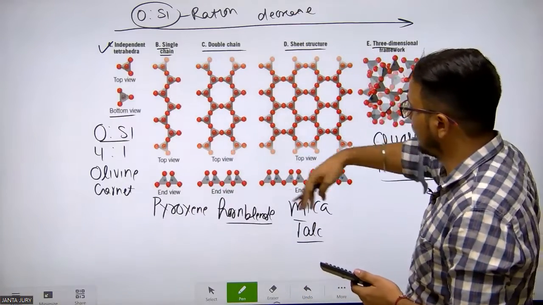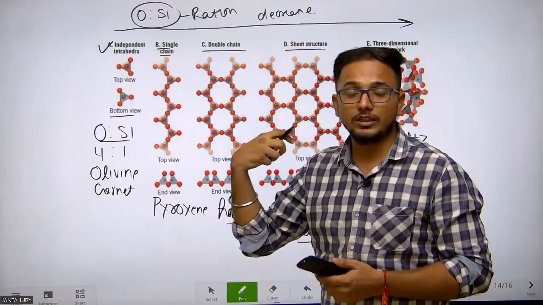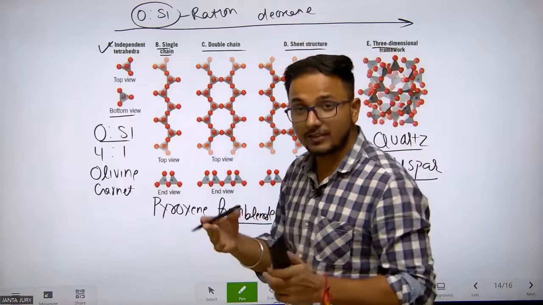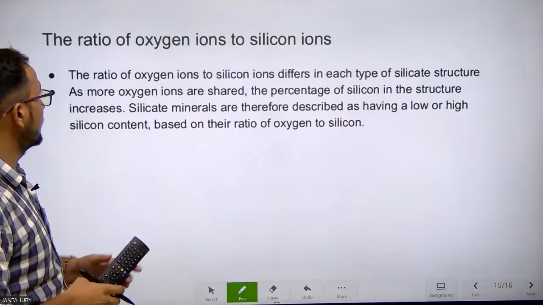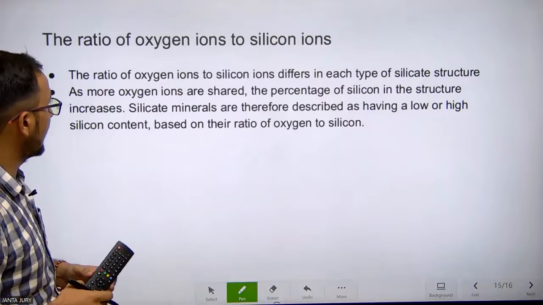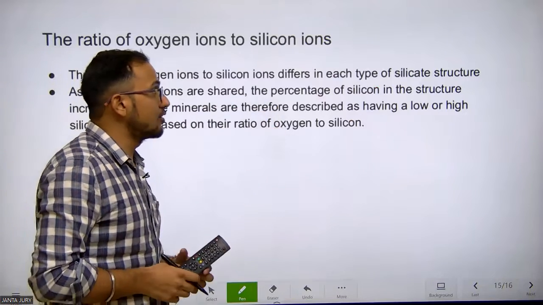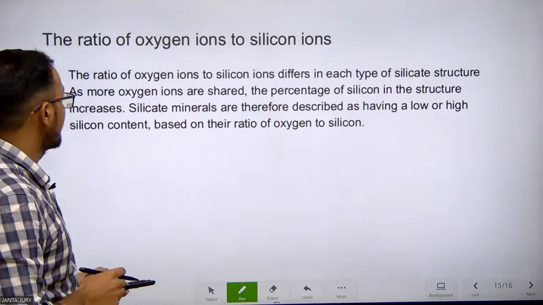So this is how independent, single chain, double chain, sheet, and three-dimensional structures have different oxygen silicon ratios. Whenever there is a different oxygen silicon ratio, the minerals share different properties, because the ratio of oxygen ions to silicon ions is different in these types of silicate structures.